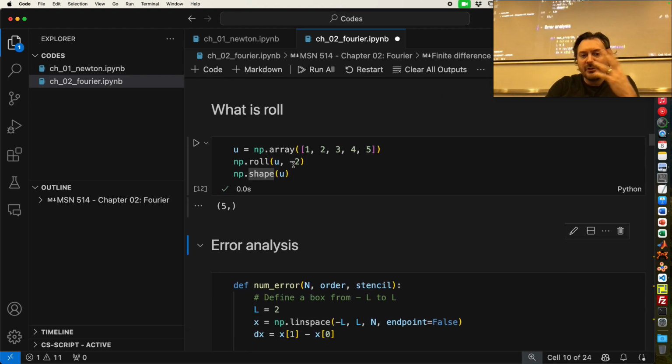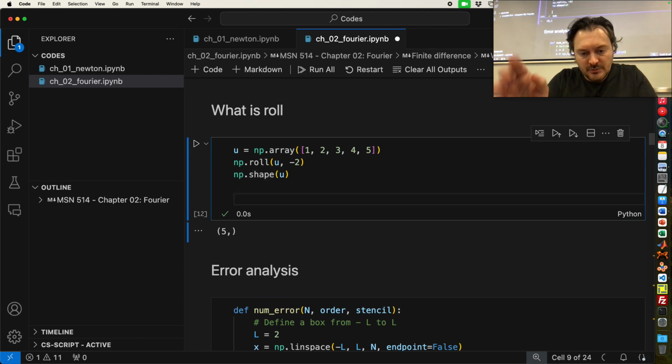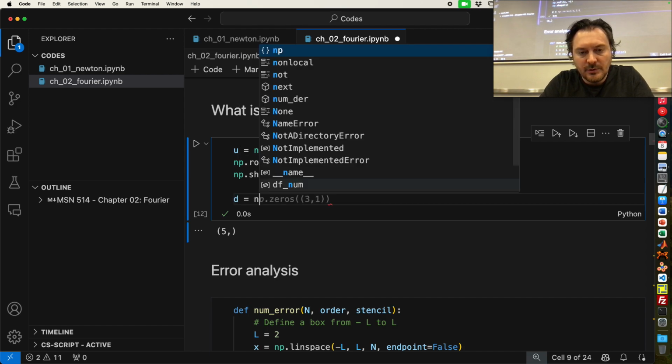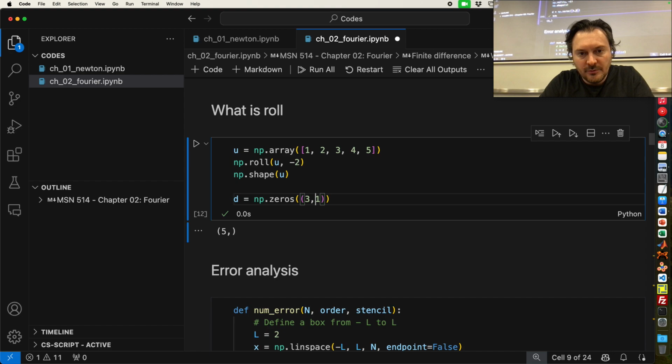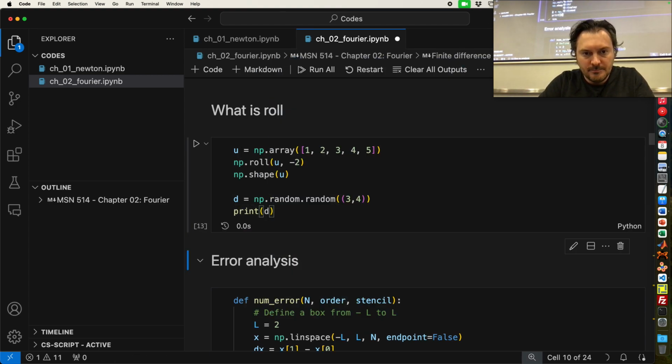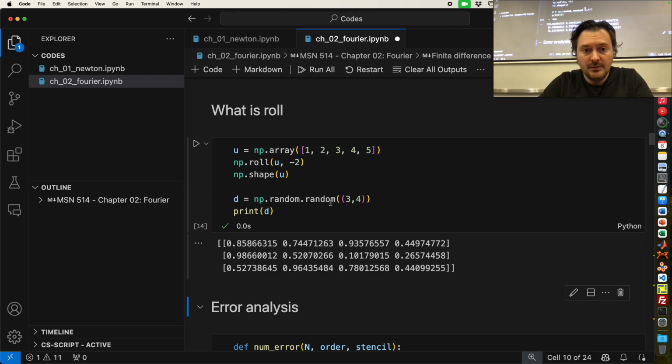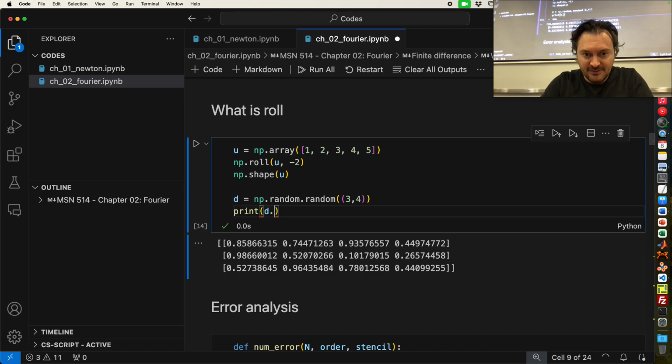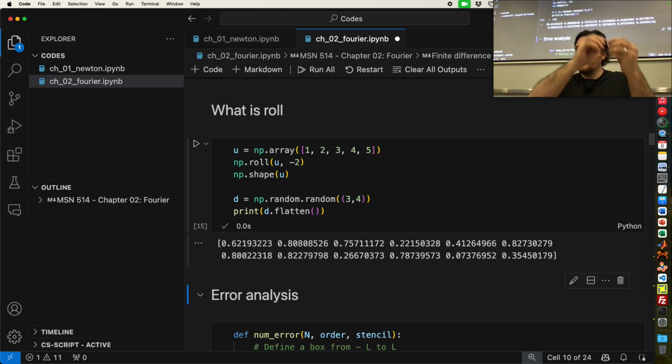So if you have a two-dimensional matrix, let me give you an example. Let's say D is equal to MP zeros 3 by 3 or 3 by 4 or random. So let me print D. Do you see? Yes. Now I will print D but flatten it. Then it just takes it into a string. It makes it a string.